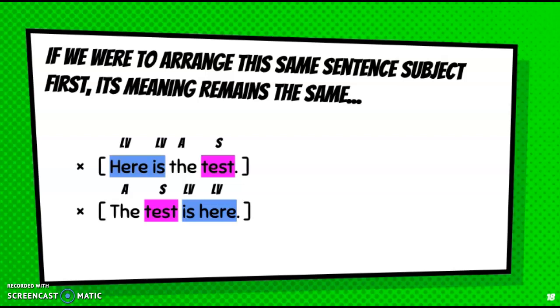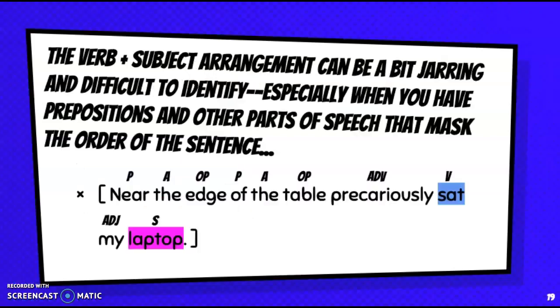Admittedly, the verb plus subject arrangement can be a bit jarring and difficult to identify, especially when you have prepositions and other parts of speech that mask the order of the sentence. Take, near the edge of the table, precariously sat my laptop. You've not changed the fact that you have written a single independent clause. From here to test and from near to laptop, you are bracketing simple sentences.